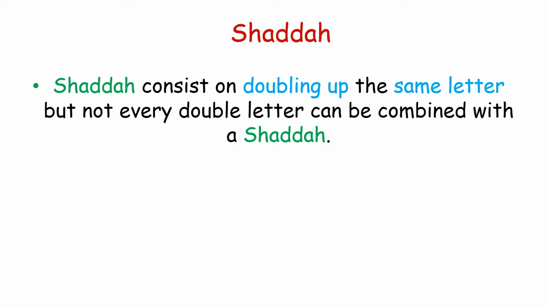Let's now move on to the conditions of Shaddah. As mentioned earlier, Shaddah consists of doubling up the same letter, but not every double letter can be combined with the Shaddah. Here we have the verb تتابع, which means to happen consecutively. Even though the letter ta has been used twice, we cannot combine these two letters into one ta with Shaddah.